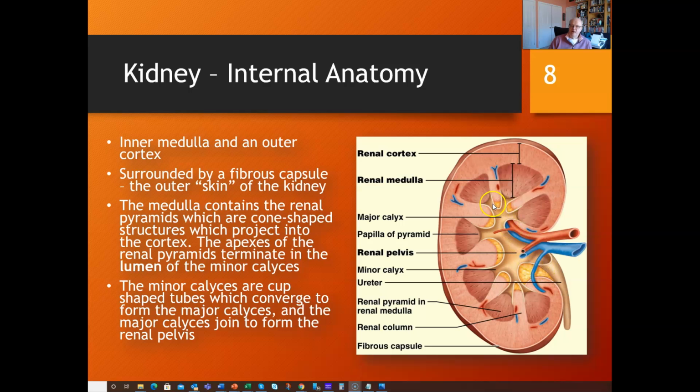Then we have a minor and major calyces. These little dips. If this was an actual kidney or a model of a kidney, these would be indents. This is where urine drains out of the ends of these pyramids and gathers in these calyces. So first into a minor calyx, and then into a major calyx, and then it drains into the renal pelvis, which is this area here, and then it drains down this tube called the ureter, and that goes to the bladder.